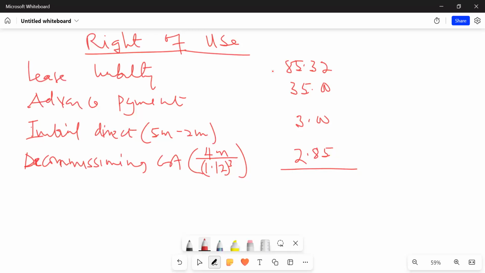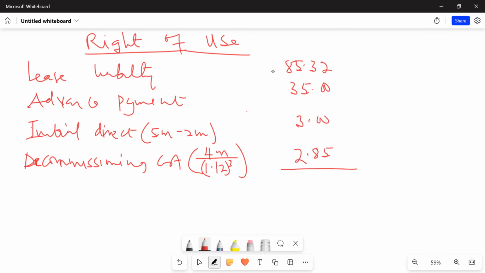But if you come to decommissioning costs or any other things, you use the discount rate of the lessee. So 11% is for the lease, and for the decommissioning cost, we use the discount rate or the cost of capital of the lessee. That is the 12%. So now I hope I've answered your question. Thank you. All right. So the total is what? Right of use, 126.17.